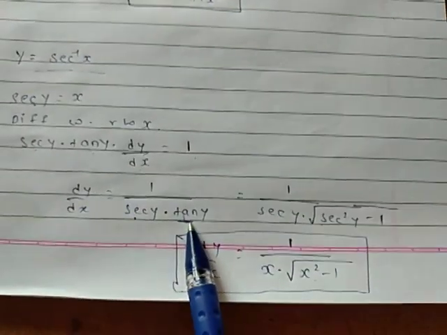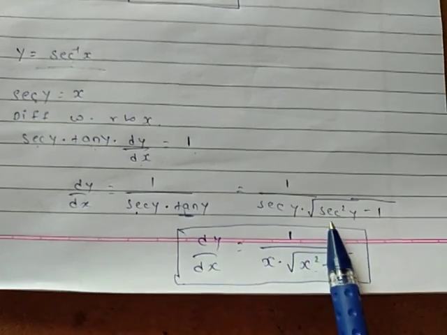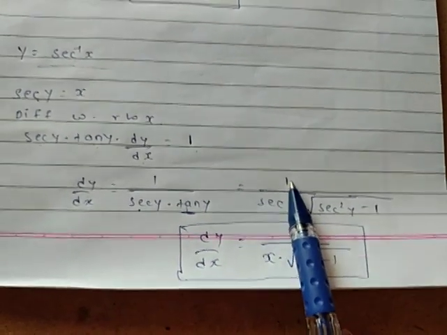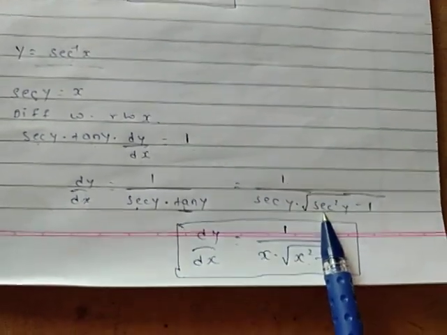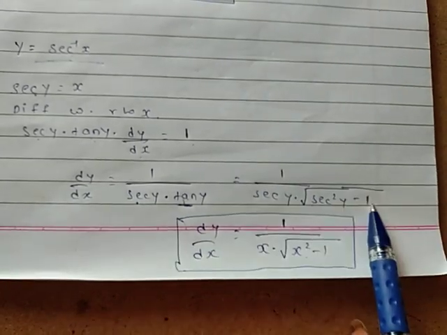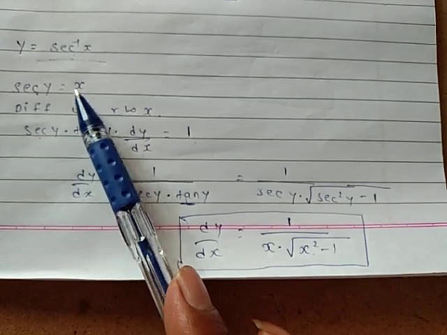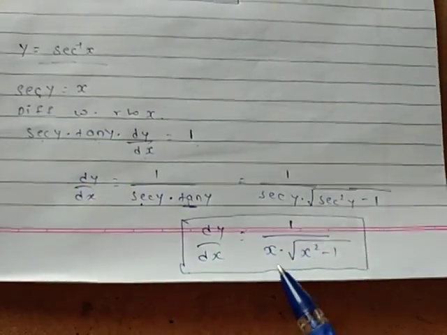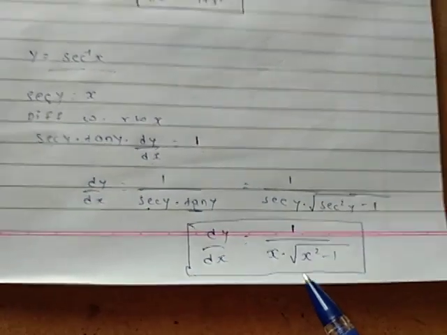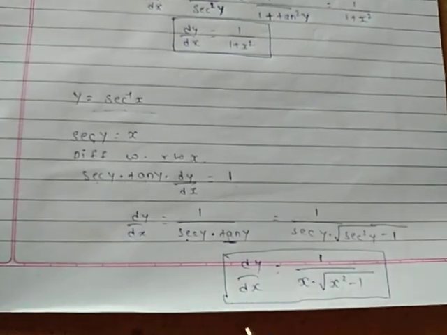Again, we know the tan function can be replaced by a secant function, as the root of secant square y minus 1. Since we know the value of secant y as x, it can be said that it is 1 divided by x into root of x square minus 1. So pause the video to note it down.